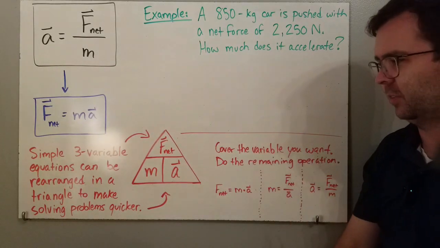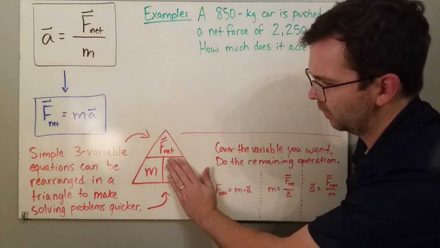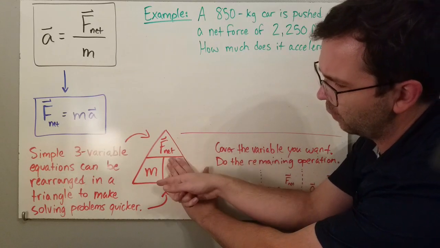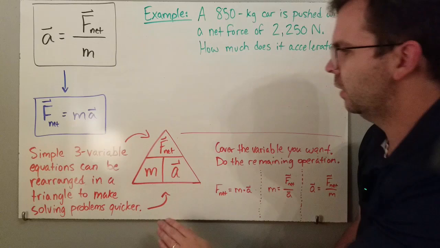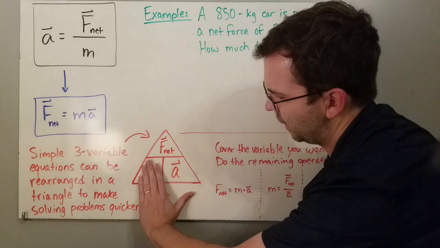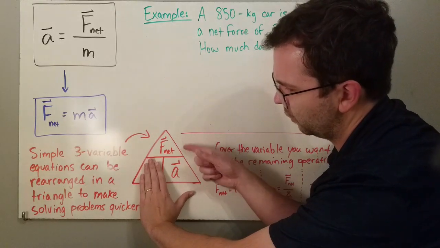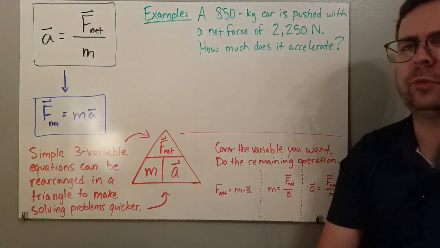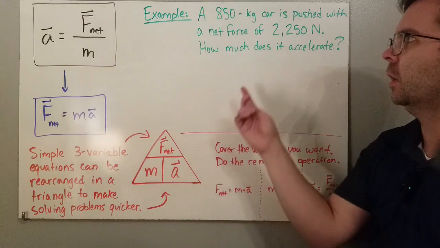If we wanted to find the acceleration of the object, we cover up the acceleration and we do the net force divided by the mass. So F net over mass. And likewise, if you want to find the mass of an object given its acceleration and net force, you cover up the mass and you do net force over acceleration. So you can use this little triangle to make things a little bit quicker. Let's use it right now.